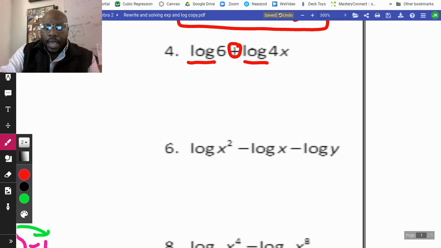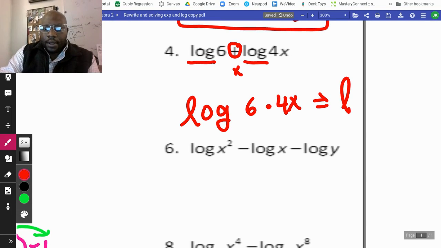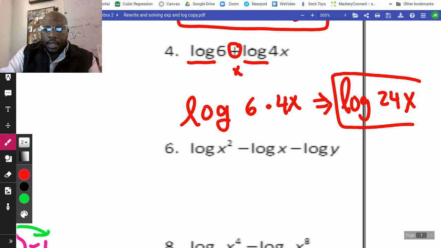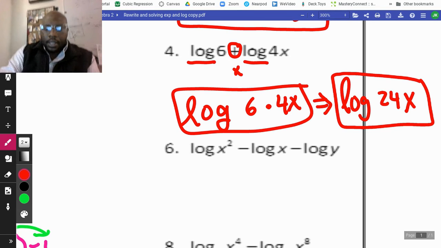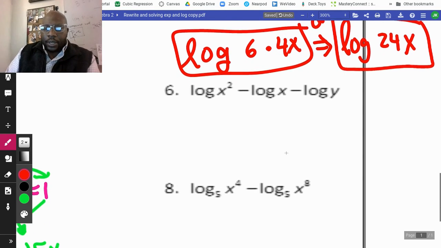Log, and it's being added. So we're going to associate that with the multiplication. So you have log of 6 times the 4x, which eventually we're going to have log of 24x, right? You can stop here or you can stop there. It doesn't matter, as long as you understand that, we're good.